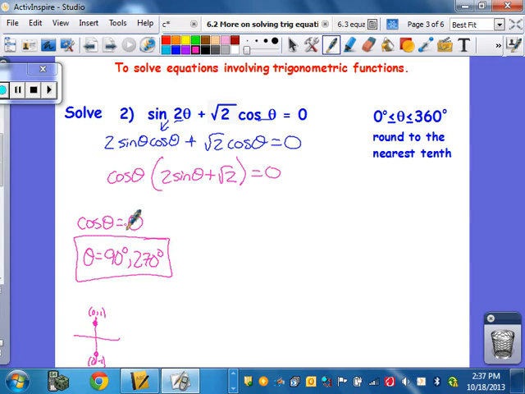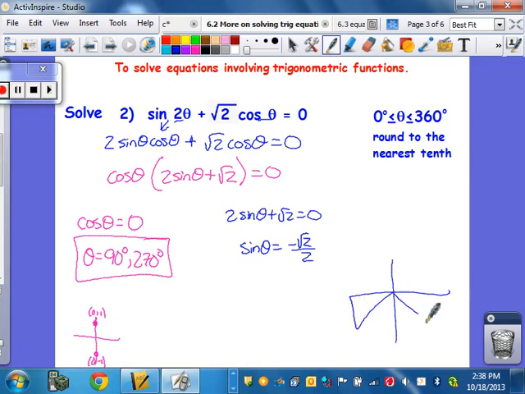Okay, how about this one? I'm going to do that in blue maybe. So 2 sine theta plus square root of 2 equals 0. Subtract root 2 and then divide by 2. So sine theta equals negative square root of 2 over 2. So sine's negative. Quadrant 3, quadrant 4.